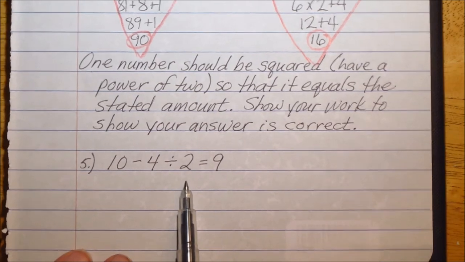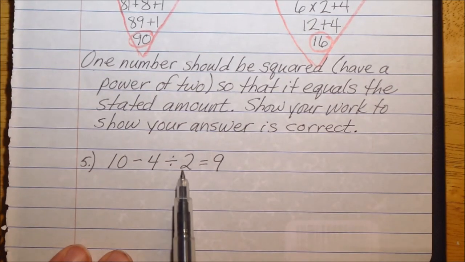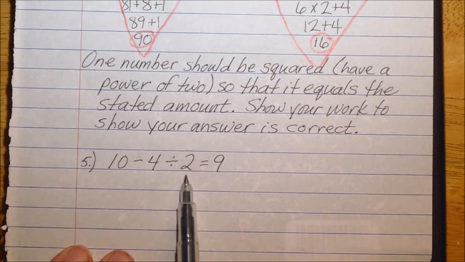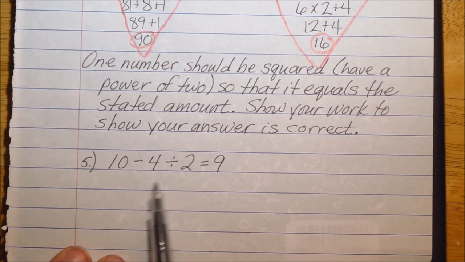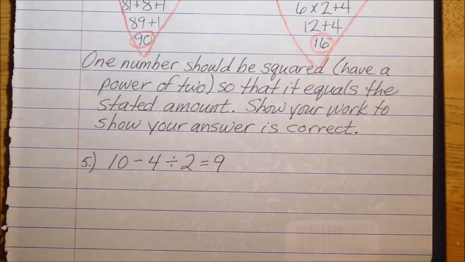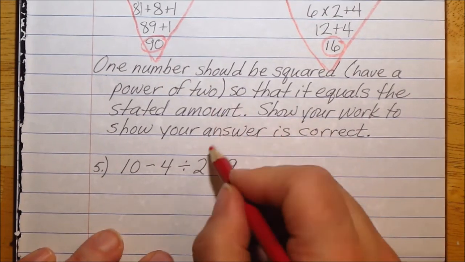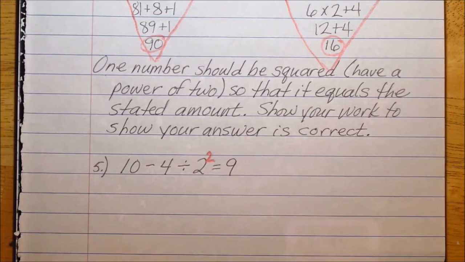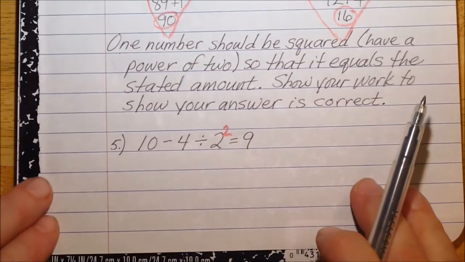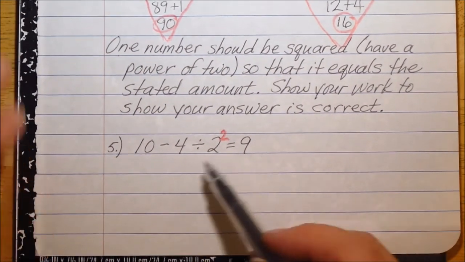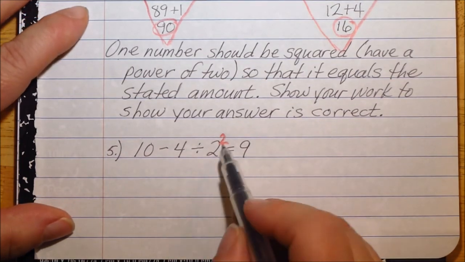So if I square the 2, then 2 squared is 4. So I have 4 divided by 4, which brings me 1. 10 minus 1 is 9. Squaring 2 is the way to go. And I have to prove that. What I did is I just put the 2 right here to show that that was the one that I wanted to do. And then I have to prove it on down the line like I would in order of operations.